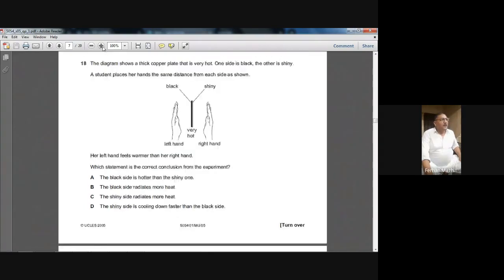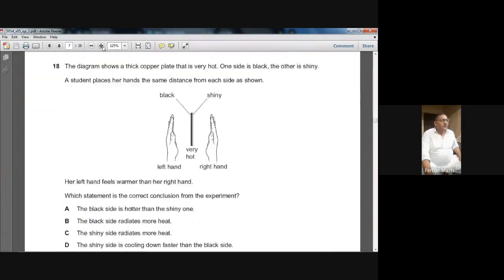Okay. On your screen, question number 18 is showing. Summer 2005 paper, question number 18. The diagram shows a thick copper plate that is very hot. One side is black, the other is shiny. A student places her hands the same distance from each side as shown. Her left hand feels warmer than her right hand. Which statement is a correct conclusion from the experiment?